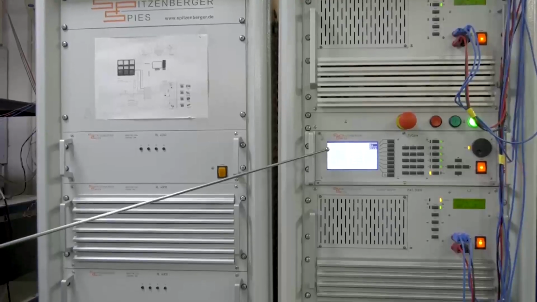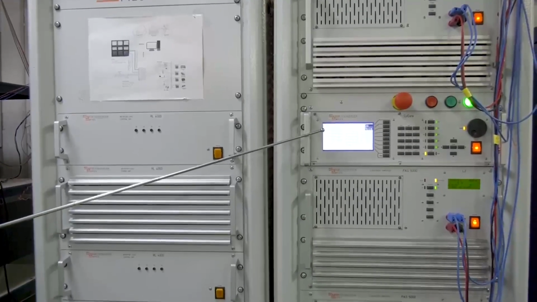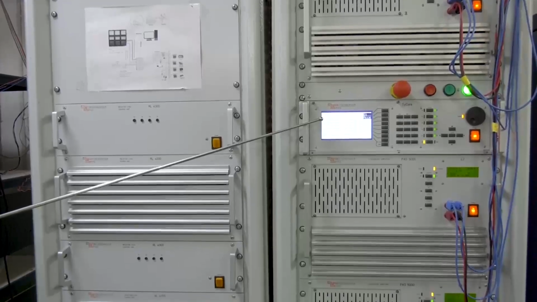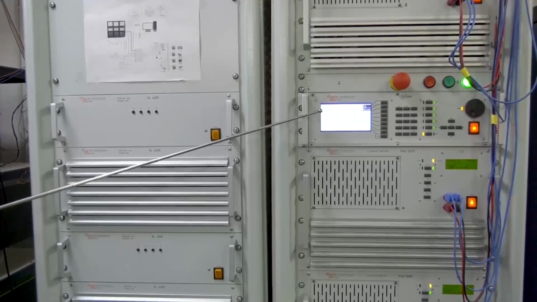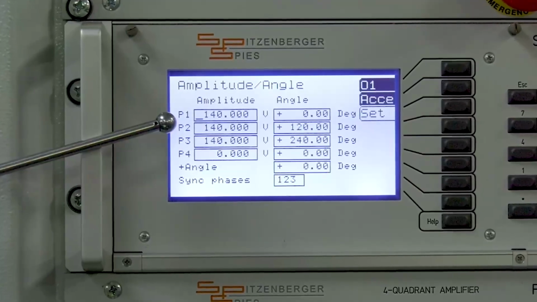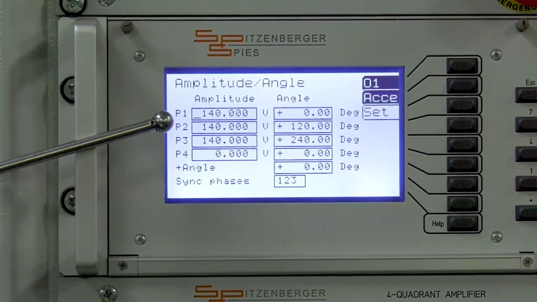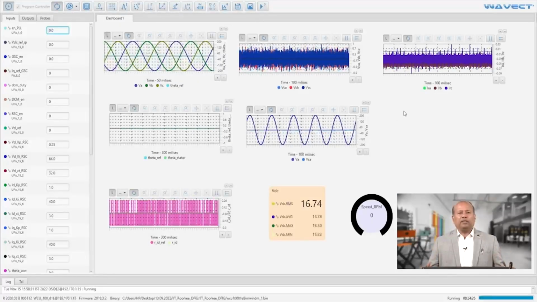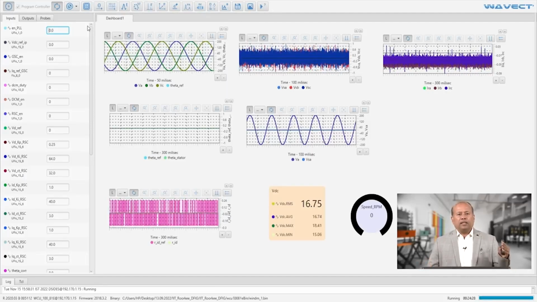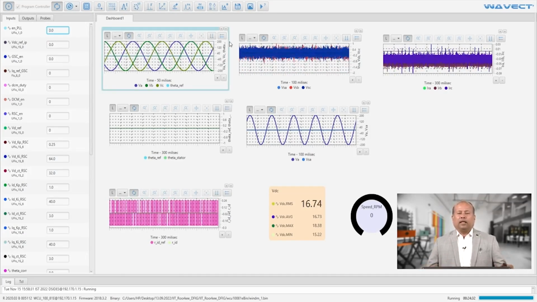The supply voltage we give by a power amplifier of rating 15 kilovolt ampere and 50 hertz. The 3-phase voltage is set in the amplifier at 140 volts to get a line to line voltage of 240 volts. The grid voltage is reflected in the software due to the presence of a voltage sensor at that point.